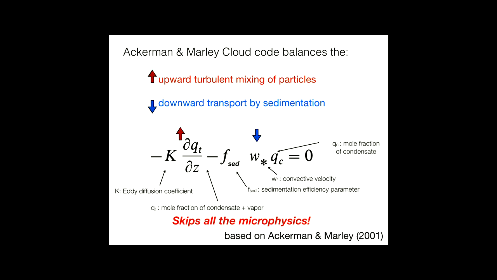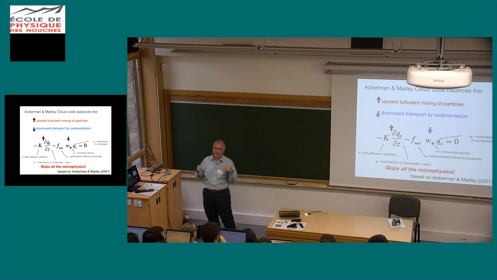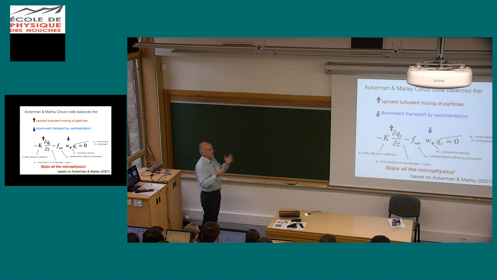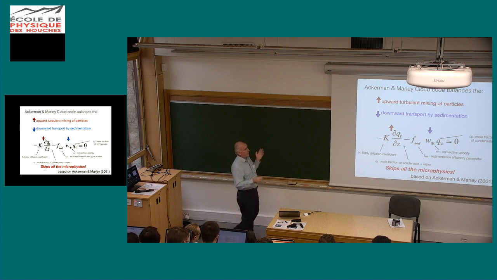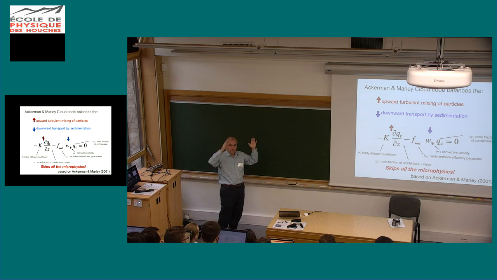Anyway, I bugged Andy enough. So this is called the Ackermann and Marley cloud model, but it's really the Andy Ackermann cloud model. I was the customer who kept pushing him, saying, here's what it needs to do. So you can think of me as representing the community, and Andy is the real genius behind this. Ultimately, he came up with this one-dimensional model where we're transporting the vapor and the condensate upwards, and then downwards we have a rainfall of particles.